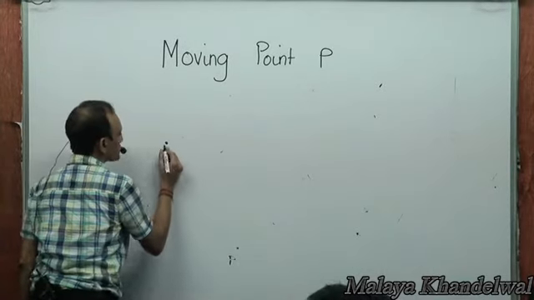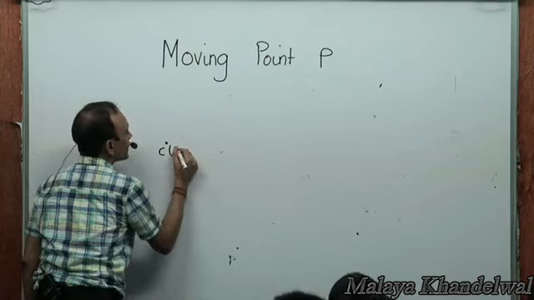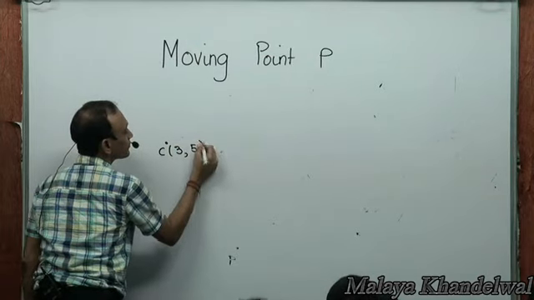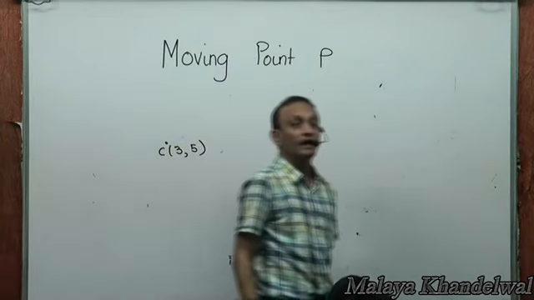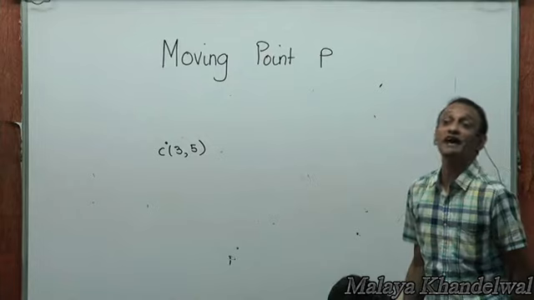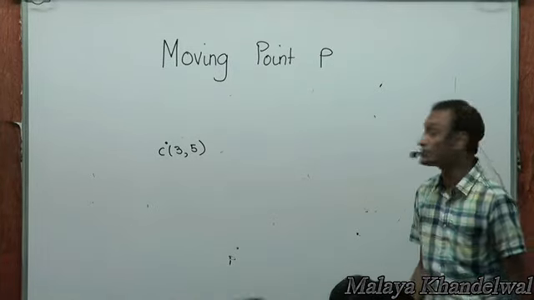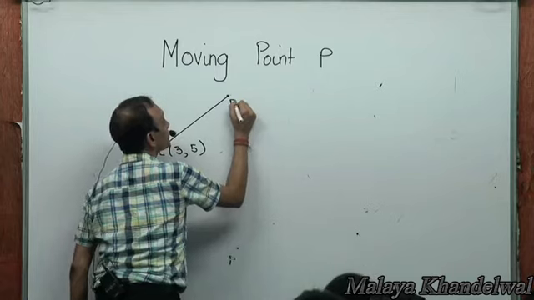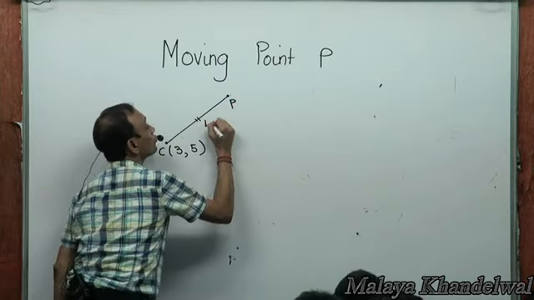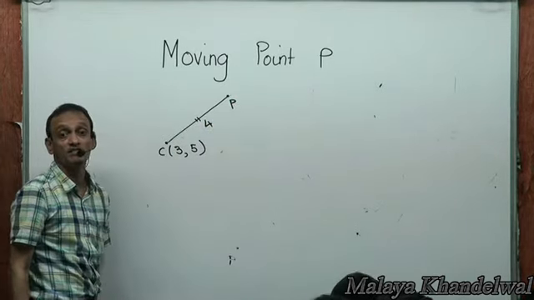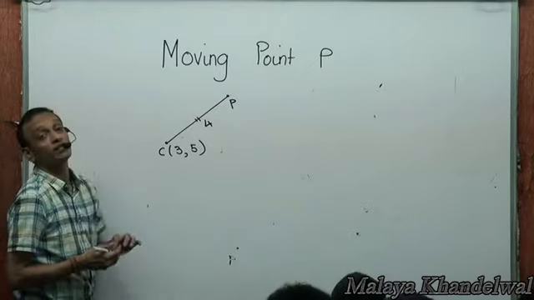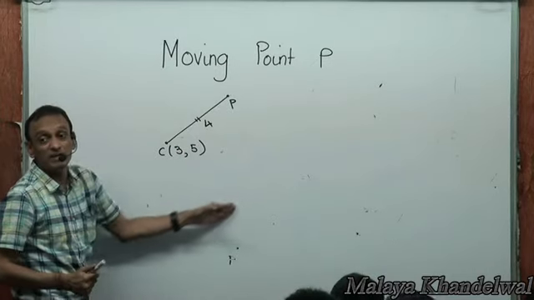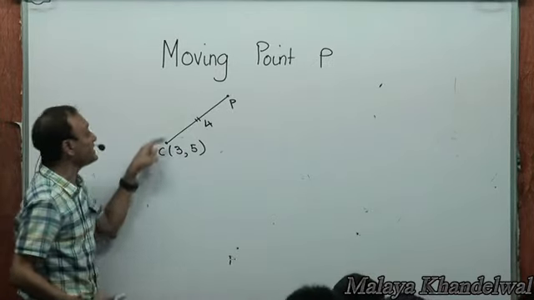Suppose there is a point C with coordinates 3, 5, and a point P moves in the xy plane such that its distance from C is always 4 units. Obviously, we know that the path described by P must be a circle with center at C and radius equal to 4.